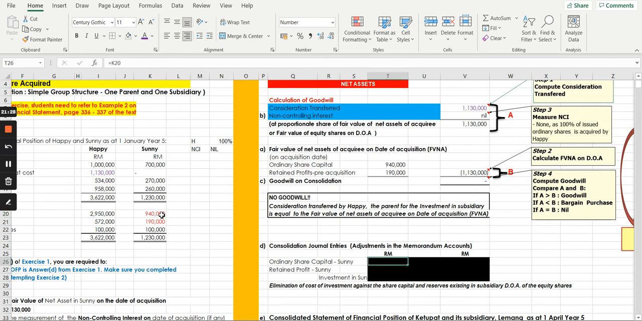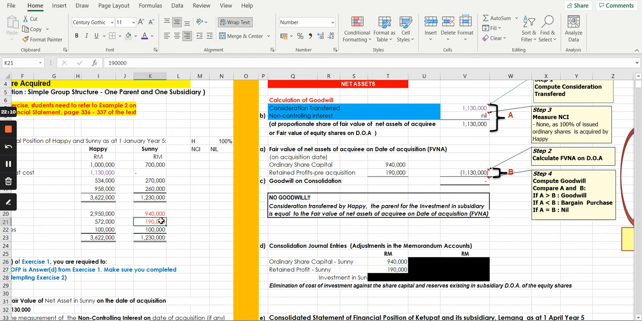So if this has a credit balance, now you need to debit. So you debit the ordinary share capital in Sunny, not the one in Happy, the one in the subsidiary Sunny. The second item you need to adjust is equity. We are talking about equity here in the subsidiary. The first one is because of the shares acquired, and the second one is the profit that you have here. The profit here is the one that stood on the date of acquisition. So therefore, that has to be eliminated, right?